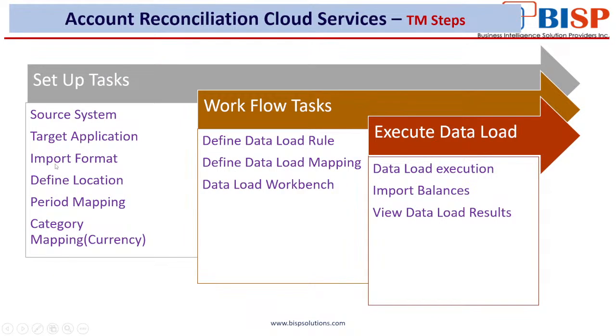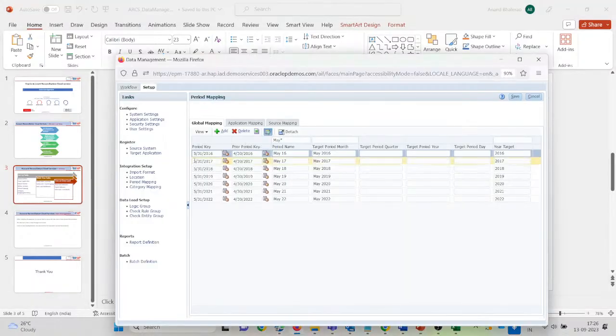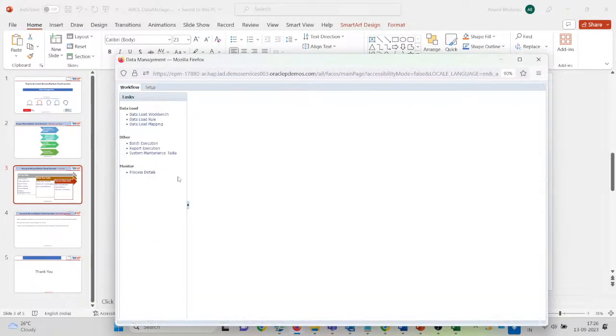We have created source, target, import, location we have defined, mapping has been created, and category mapping, that is of currency. Then we will do these three tasks in data management. We'll go to this workflow task. So this has been set up, and this is the workflow task.